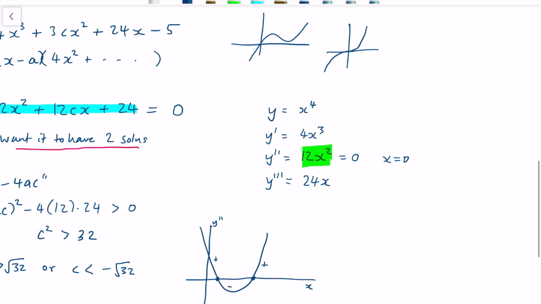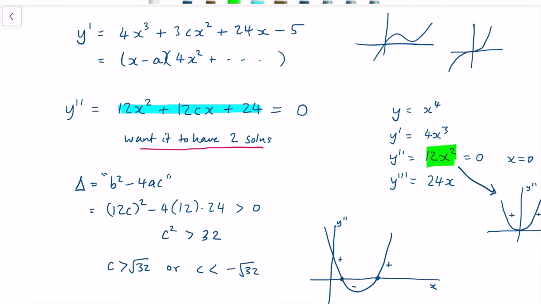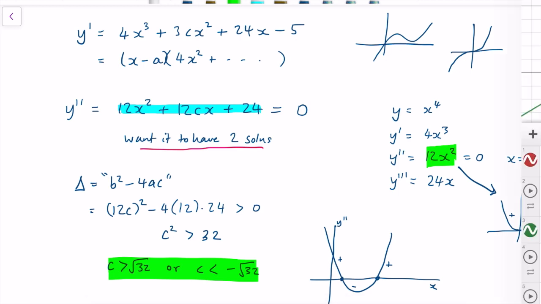Whereas for this particular graph, when y dash dash was equal to 12x squared, well, of course that looks like this, and positive concavity on both sides, and so not a point of inflection. Okay, so that's the answer to the problem. c is greater than root 32, or c is less than minus root 32. I think I missed the square root on that the first time I said it.